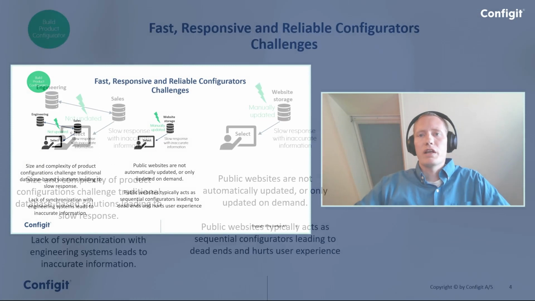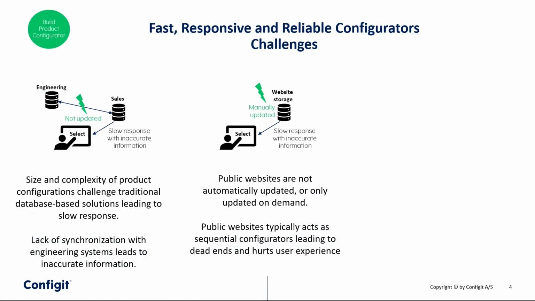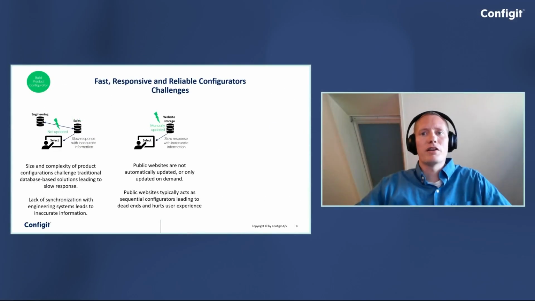Another challenge that we see is public websites that are not automatically updated. It's something that comes after you've built your sales configurators and you find out, oh, this is a way to expose the data more broadly. But then you build it into your website and you end up with an application that quite quickly becomes obsolete because the configuration data is outdated. Besides that, public websites typically act as sequential configurators, where if you don't pick the options in the right order, you end up with dead ends and that hurts the user experience.